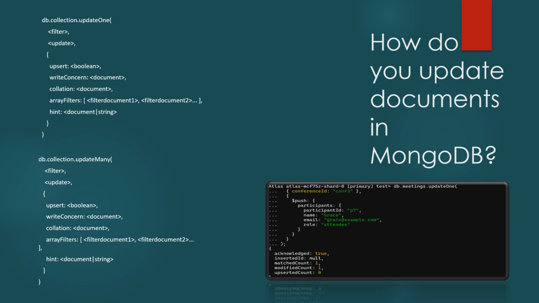This method allows for the addition of new fields, taking 3 parameters: selection criteria, new data, and optional parameters such as upsert, write concern, collation, array filters, and hint. It supports update operator expressions and aggregation pipelines. The updateMany method updates all the documents in MongoDB collections that match the given query.